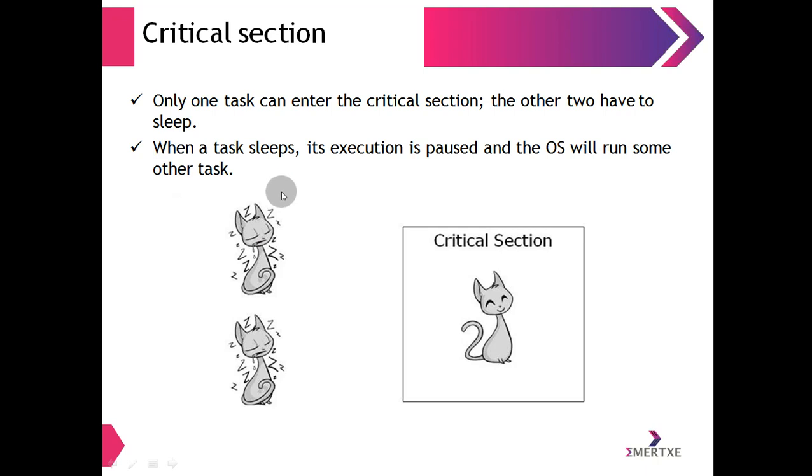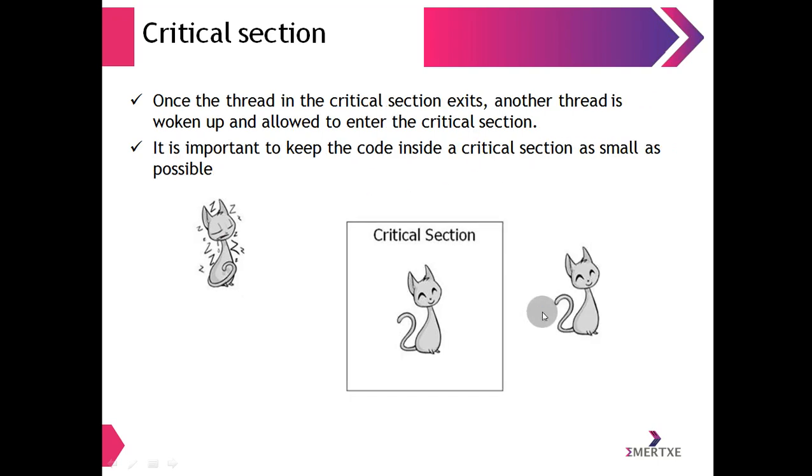Suppose there are three tasks that could enter the critical section, but only one task could get entry. The cat that goes into the critical section has got the permission to get in. So what will happen? The other two tasks will go into sleep mode. Both tasks will not get executed. So when a task sleeps, its execution is paused and the OS will run some other task.